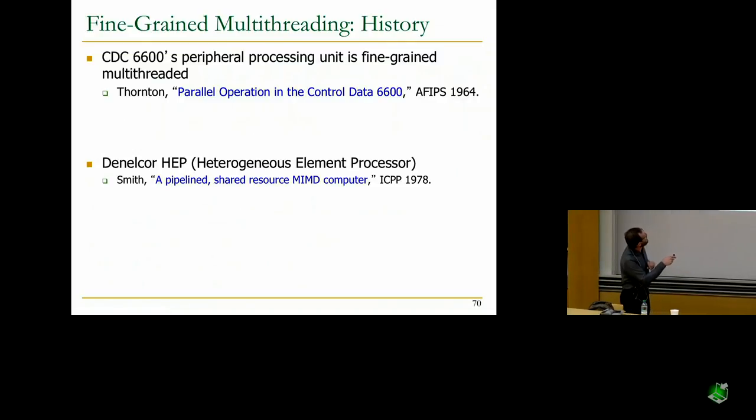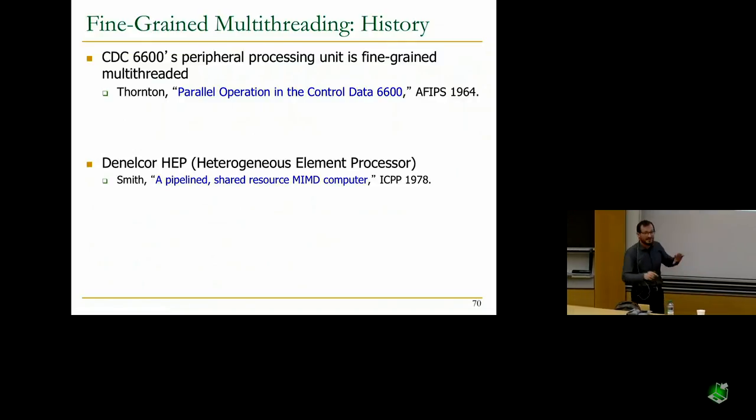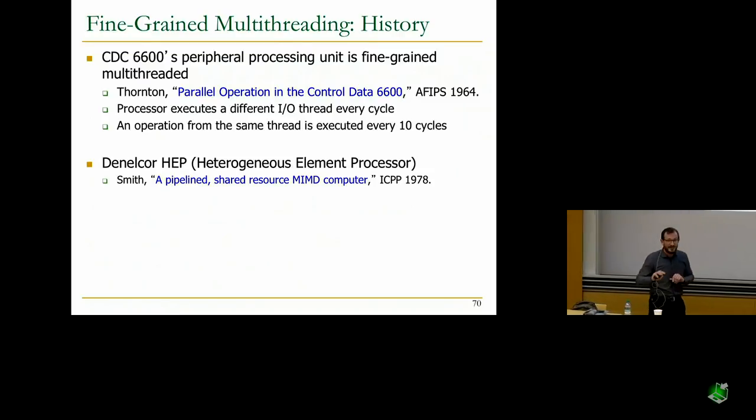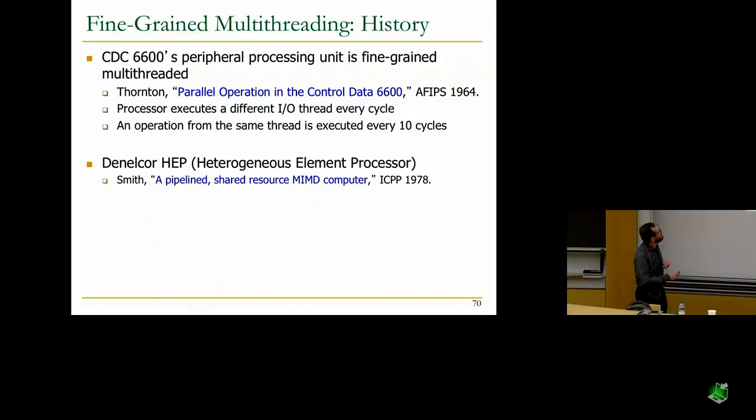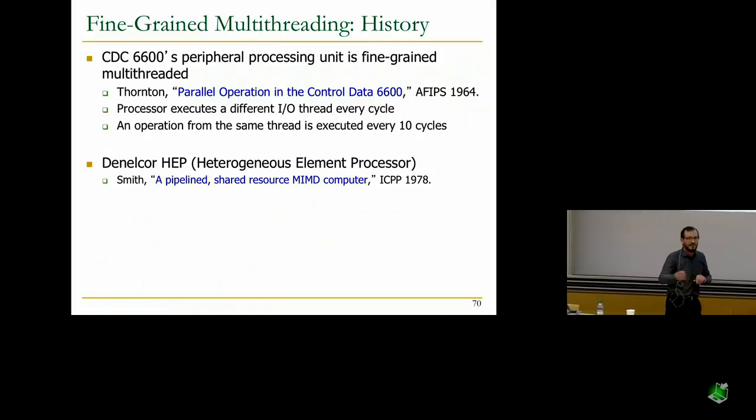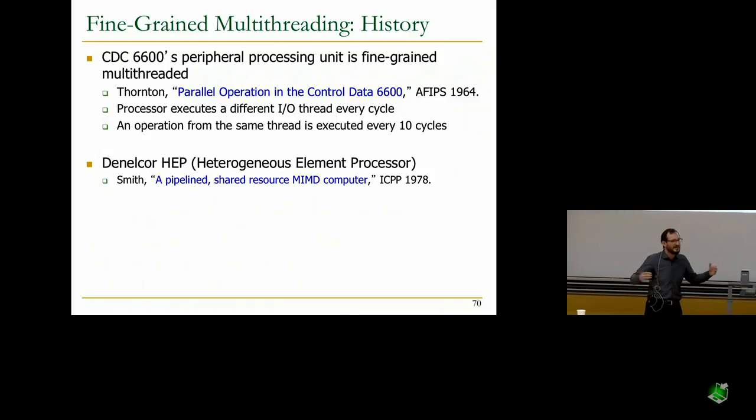I already said this, the CDC 6600 has fine-grained multi-threaded pipelines. A processor executes a different I/O thread every cycle, such that you start a different memory access. They call these the I/O threads. An operation from the same thread is executed every 10 cycles, right? And now you keep the pipeline full with different threads. There is no need for dependency checking. Is this memory operation dependent on the previous one? I don't care. Different threads feed the pipeline, and they're all independent.